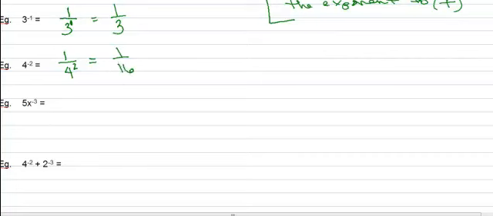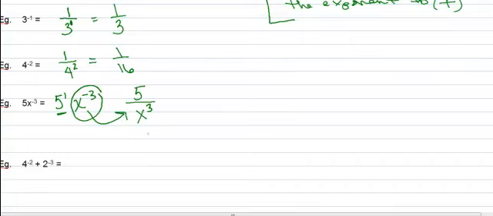Now let's go ahead and take a look at this one, and I'm going to rewrite it as 5 to the 1 times x to the negative 3, because remember, if we don't see an exponent, we know that it's a positive 1. So when we look at the negative exponent, we have to remember that this is what has the negative exponent. This we need to leave alone. It's got a positive exponent. So that 5 stays in the numerator, but the x goes to the denominator, and of course we drop that negative, and that is the simplified form.